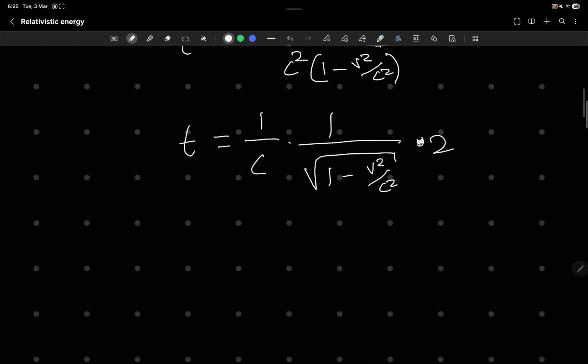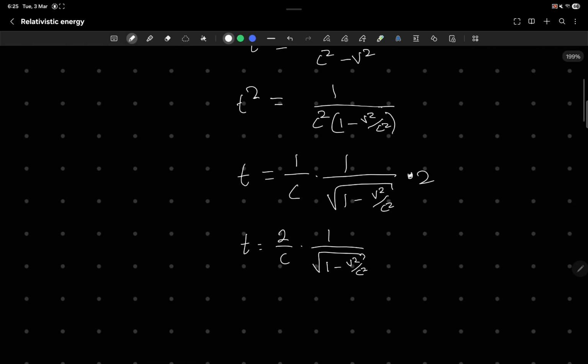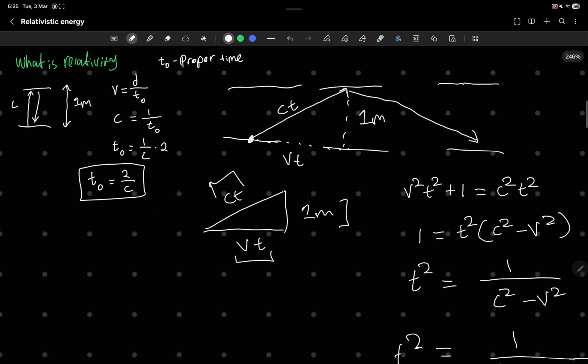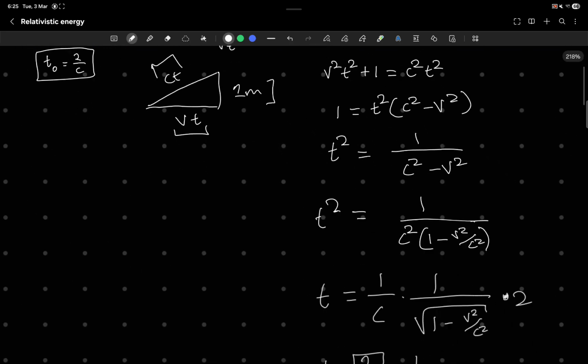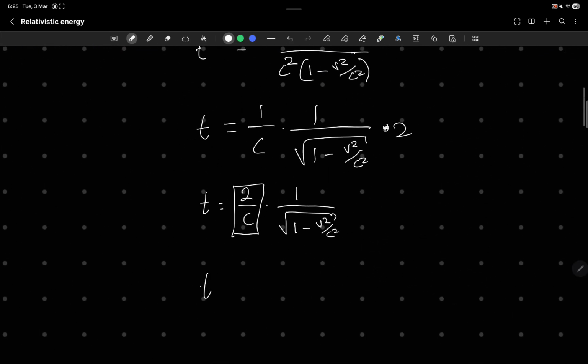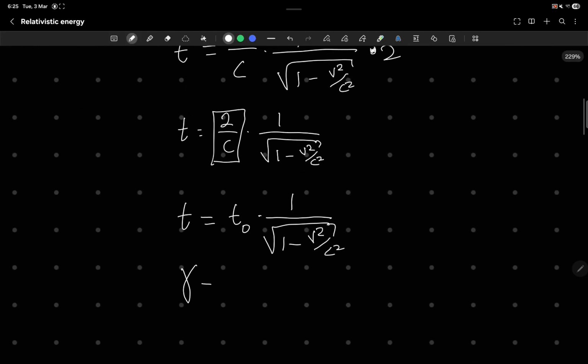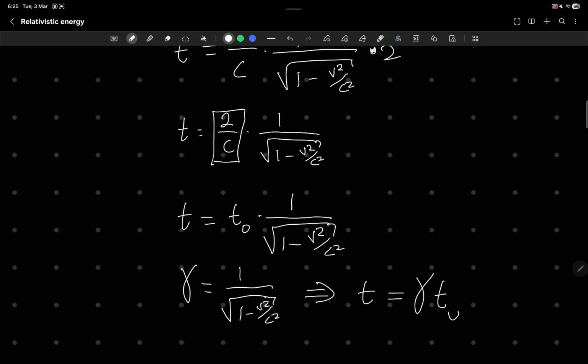So then our expression is going to become t equals 2 upon c times 1 on square root 1 minus v squared upon c squared. Now notice that this 2 upon c term here is none other than the proper time that happens when the clock was stationary. Therefore, we can write t equals t naught times 1 over the square root of 1 minus v squared upon c squared. And if we just say let gamma equal 1 over square root 1 minus v squared upon c squared, then we get the expression t equals gamma t naught.